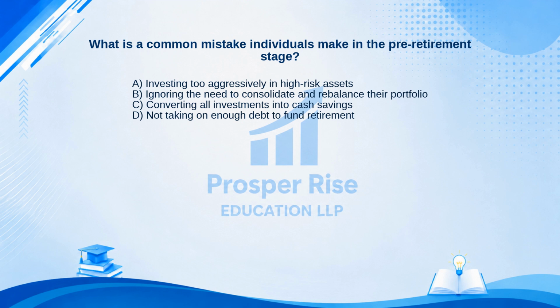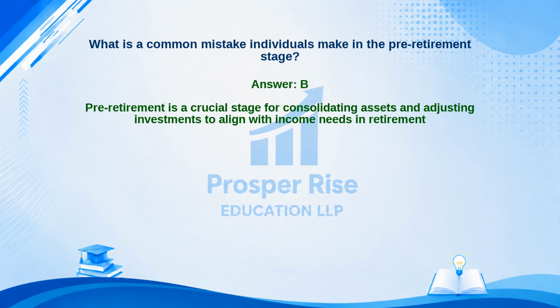Take a moment to pause the video and decide. The correct answer is Option B. Let's see why. Pre-retirement is a crucial stage for consolidating assets and adjusting investments to align with income needs in retirement.